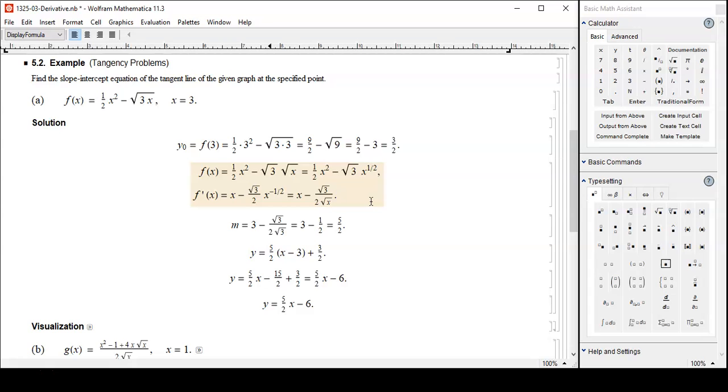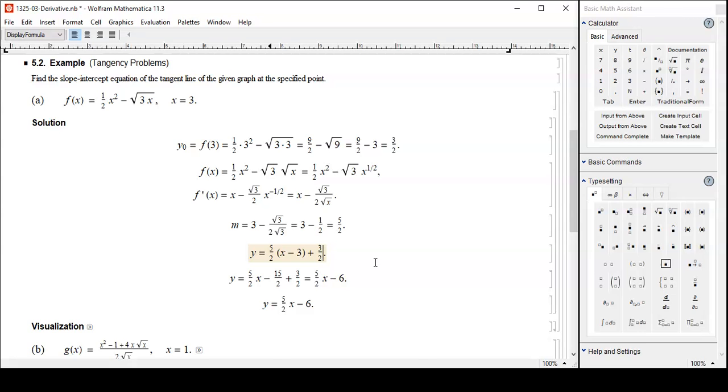Now, finding the slope is just plugging in x equals 3, and with the help of a calculator, you can get this value. It's not too bad, 5 over 2. We have square root of 3 canceling each other, so it's not too bad. So we have the slope, 5/2, and then we have the point, 3/2. Put everything into the slope point equation, and that's the end of the problem.